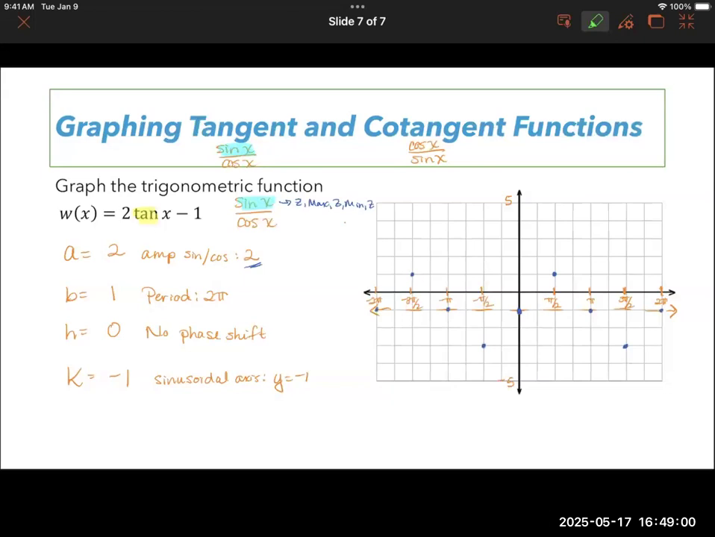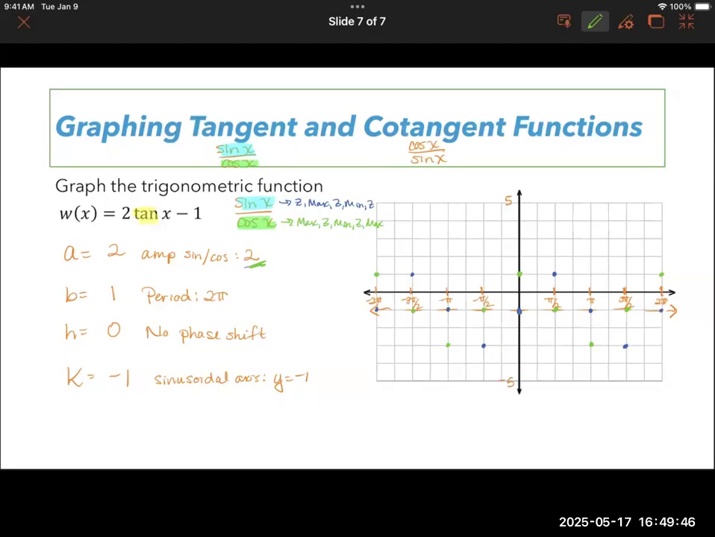Before I do anything, I want to take a look at where my cosine points would be. So if we do cosine in green, again using the pattern of max, 0, min, 0, max, and again with an amplitude of 2, I would be starting here 2 units above, 0, 2 units below, 0, back to a max. Continue the pattern to the left. And we look like that.